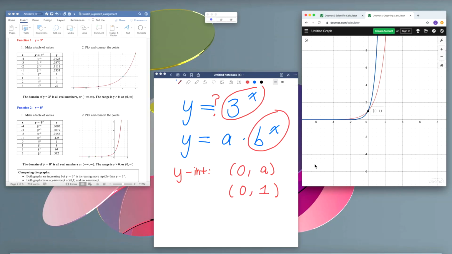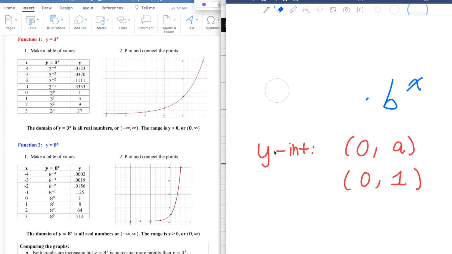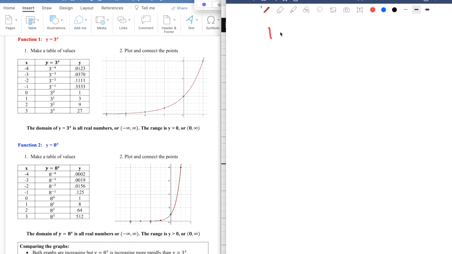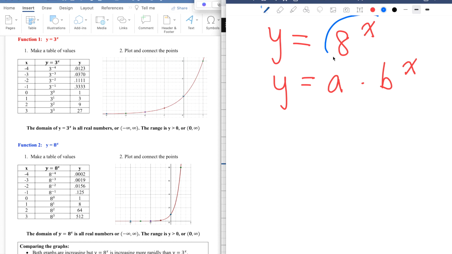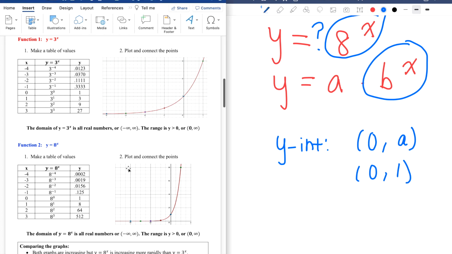But if we didn't have the graph, let's take a look at our function, which is y equals 8 to the power of x. Again, it's written as a times b to the power of x. And we can say that 8 to the power of x is b to the power of x. So where is a? If you don't see a, it's an invisible 1. And you write the y-intercept as (0, a). So it's (0, 1).